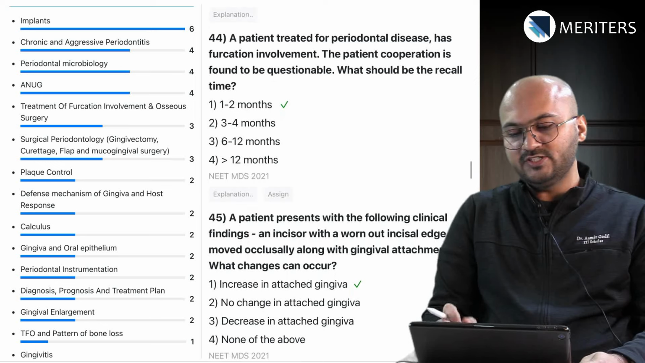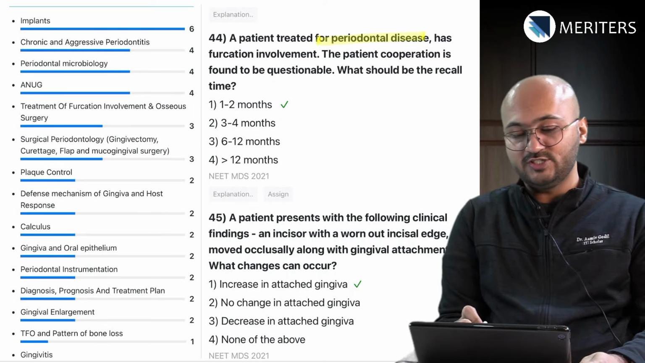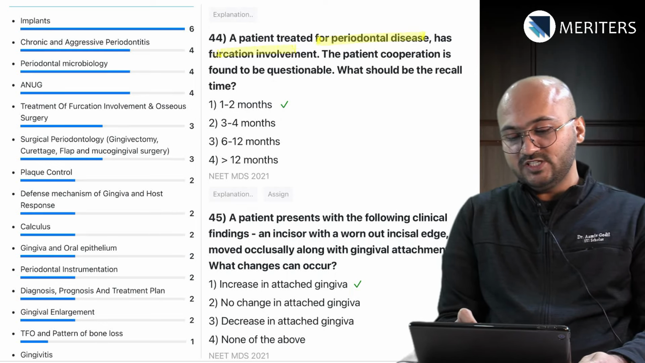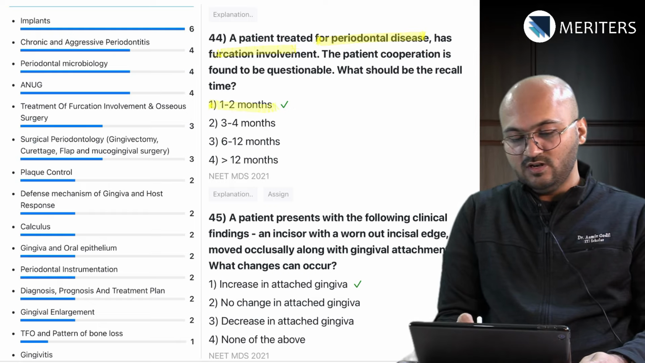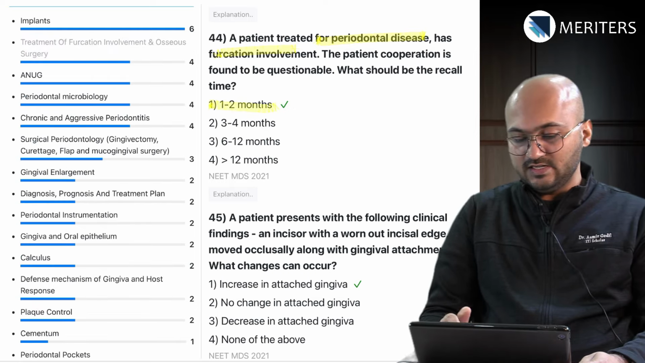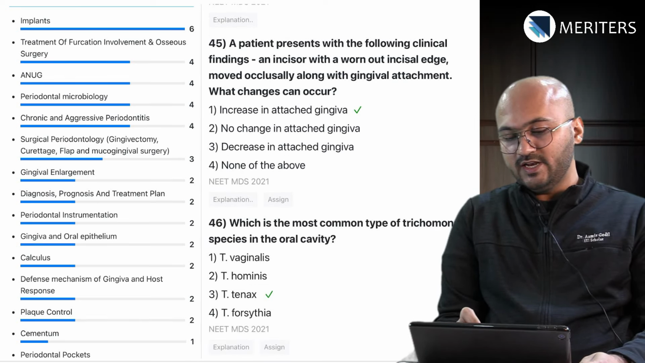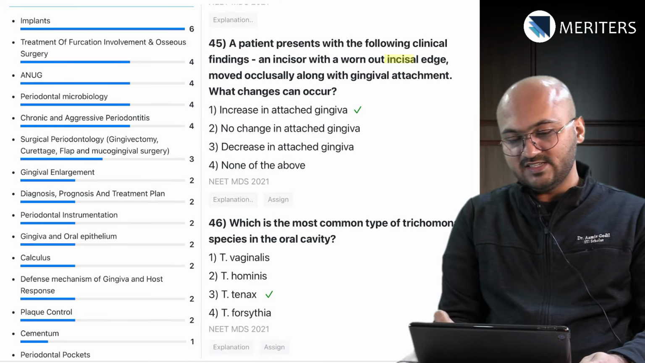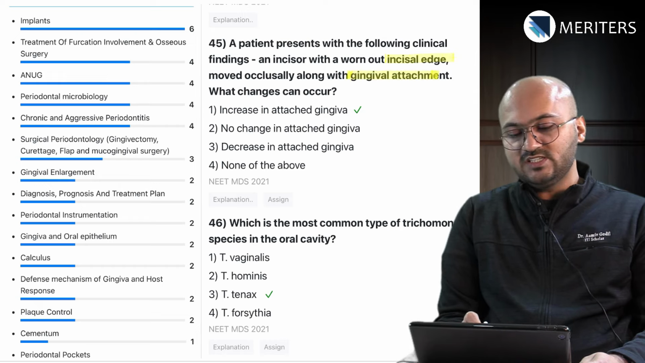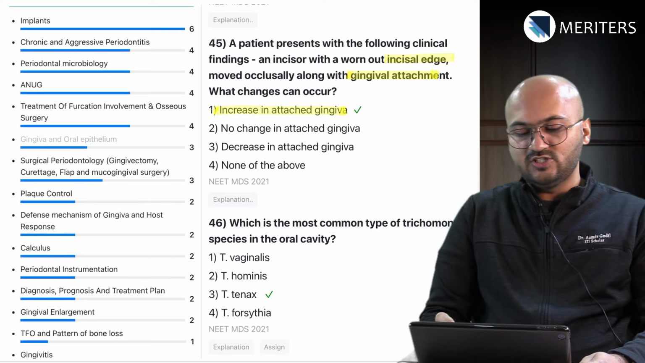Next question. A patient treated for periodontal disease has furcation involvement. The patient cooperation is found to be questionable. What should be the recall? Similar, we had Merin's classification earlier. Then a patient presents with the following clinical findings: an incisor with worn out incisal edge moved occlusally through the gingival attachment. What changes can occur? There will be an increase in the attached gingiva.